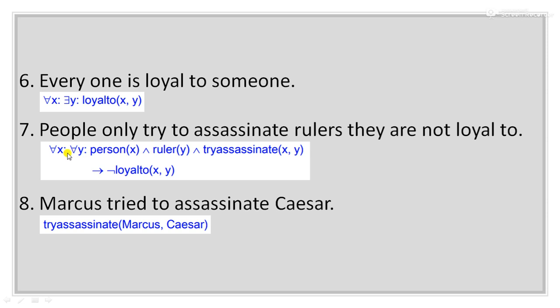Marcus tried to assassinate Caesar. So in this we could see that there was a person Marcus, there was a person Caesar, and Marcus tried to assassinate Caesar. So "try to assassinate" could be a class, and this class has objects Marcus and Caesar.